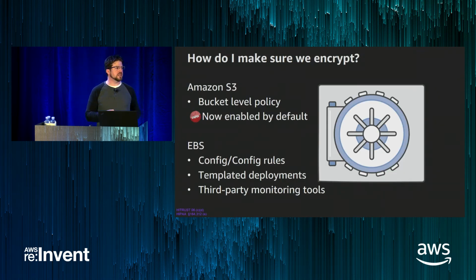So for services like S3, as Chuck mentioned, we heard from customers that we want a better way to make sure that all resources are encrypted by default. So now there's an option that you can enable so that S3 will encrypt all resources for you as part of the bucket level policy. For services like EBS, you can use Config and Config rules, again, to look for EBS volumes that don't have that encrypted attribute, as well as using templatized deployments.